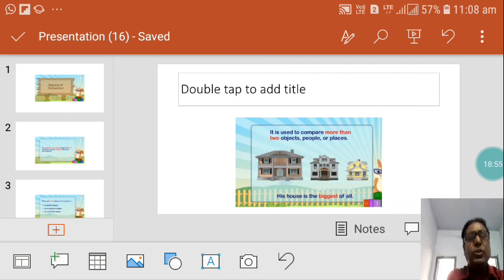Thank you very much, students. Thank you all for joining. I hope you will learn the table given on pages 42 and 43, in which you have been given positive, comparative and superlative forms of several adjectives, and the rules related to them, how they are changed from positive to comparative and comparative to superlative.